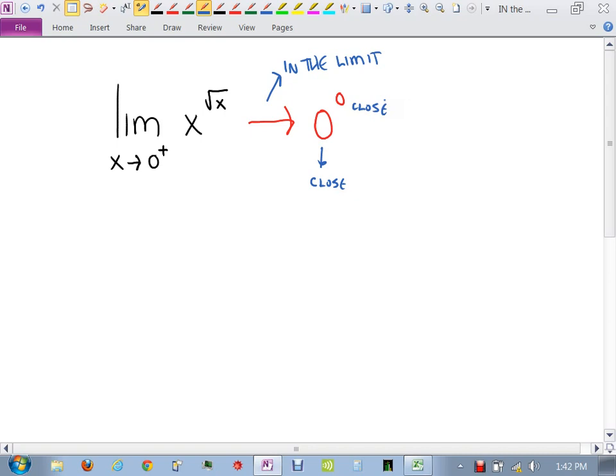We are taking a limit, though. We're saying let's get close. So the battle is like we just said. The base wants to be 0, but the exponent wants to turn it into a 1. You have to know all those indeterminate forms for the test. You need to know when you can and can't apply L'Hopital's rule and things like that.